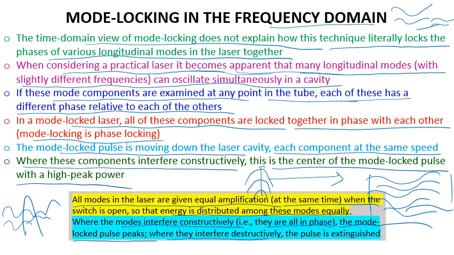Where they interfere destructively, the pulse is extinguished. Where these phases interfere destructively, it vanishes. It is not amplified, and you cannot get it at the output. So you only get it when they are interfering constructively, and they can only do that when their phases are locked.